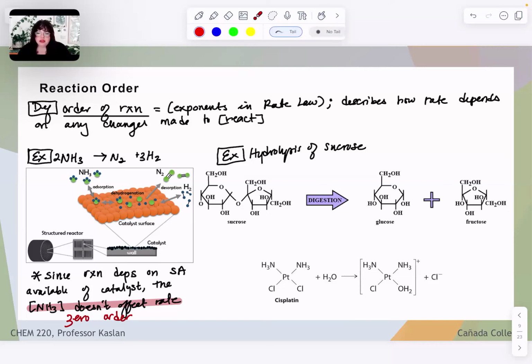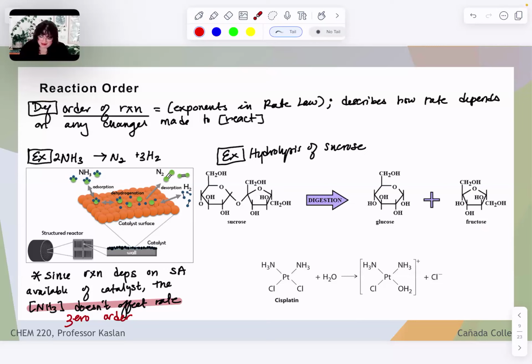Okay, so let's take a look at this reaction and what is going on. This is not a surface area dependent reaction. This is just, do we have an encounter between a sucrose molecule and any of the surrounding water molecules that are ever present in the body, in the stomach. And if we were to increase the amount of sucrose that were present, then we would increase the amount of products, glucose and fructose, resulting from that hydrolysis.